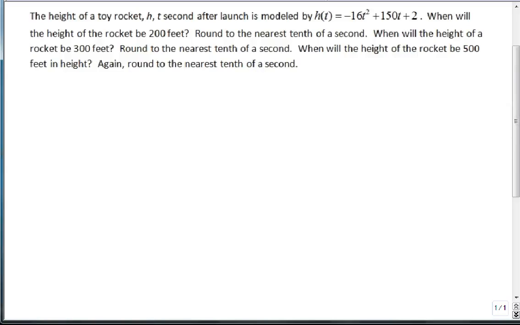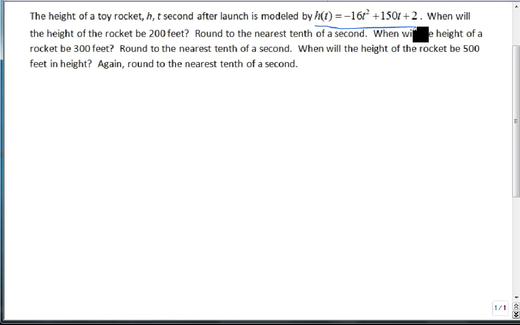We're going to look at one more model. We're going to look at the model of a rocket. Suppose we've got a toy rocket. We're going to launch it straight up in the air. The height of the rocket, h, t seconds after launch, is modeled by the function h of t equals minus 16t squared plus 150t plus 2.